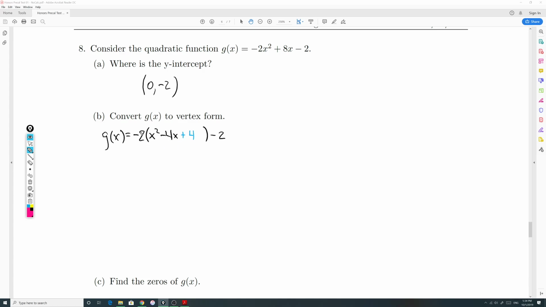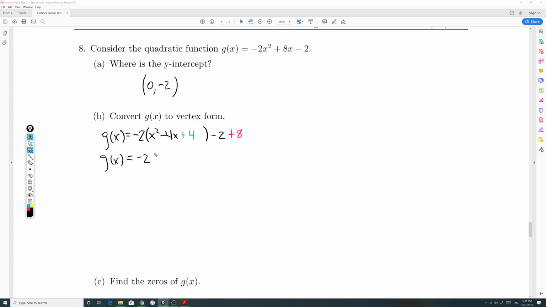If you use the distributive property, we get -2x squared, which we started with, plus 8x, which we started with. We're not changing anything. And we get -8. So we've actually introduced a -8 in the definition of our function. And if I want to balance out that -8, I have to do so with a +8. That's, well, the key step, I suppose. And now we're done. We have vertex form.